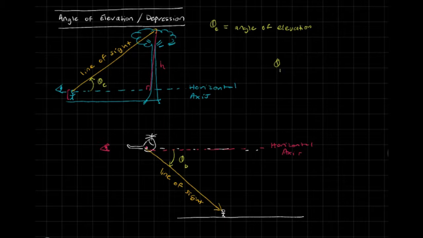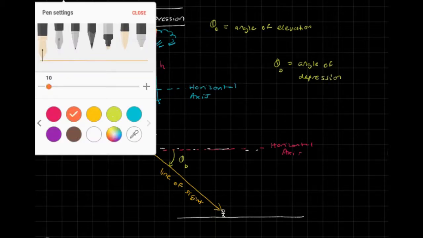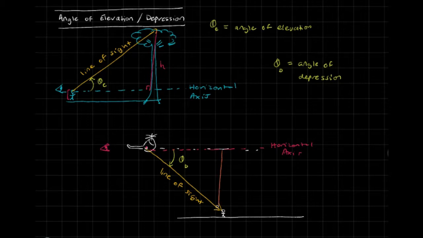So I'm going to use theta sub d to represent angle of depression. In both cases, it creates a 90-degree angle. So because it creates a 90-degree angle, whether you're looking at angle of elevation, if you're looking up at something, or angle of depression, if you're looking down at something, you can always use your primary trig ratios. You can use your SOHCAHTOAs.